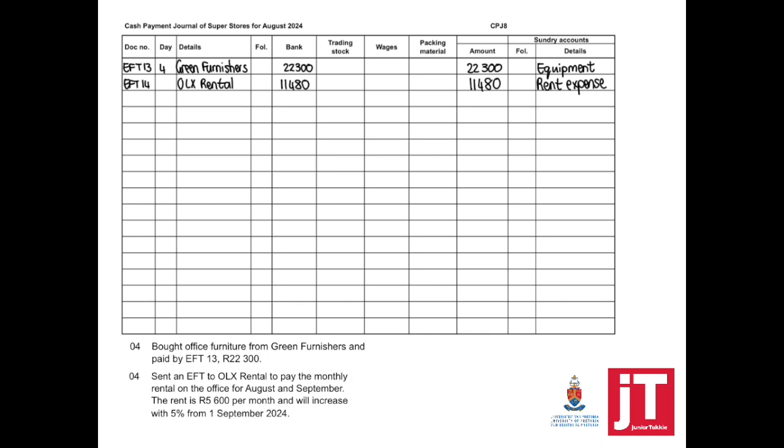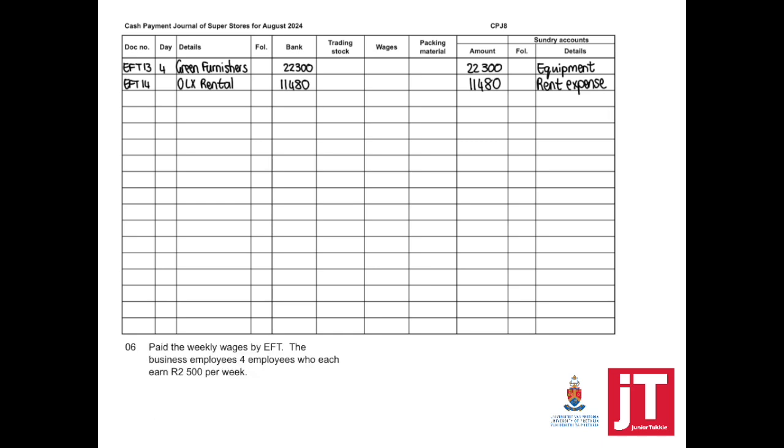So take note of the different ways in which we can get to exactly the same answer. Day 6, paid the weekly wages by EFT. The business employs 4 employees who each earn 2,500 per week. So to calculate the total wages, we have to take 2,500 times 4. And that equals the wages for the week.